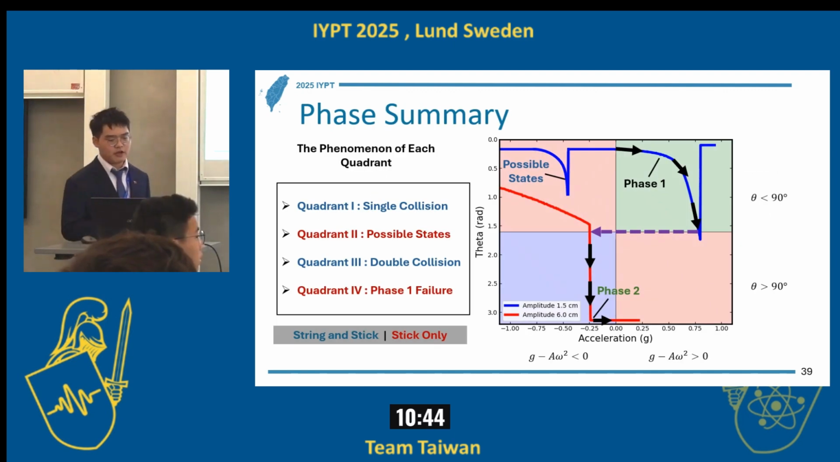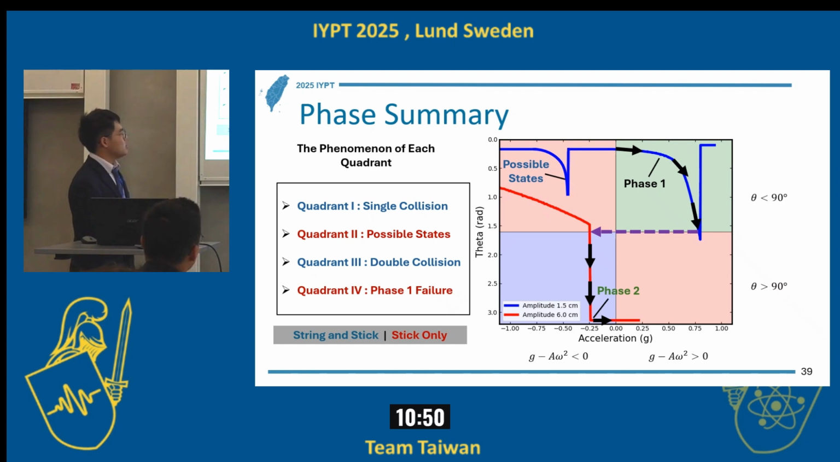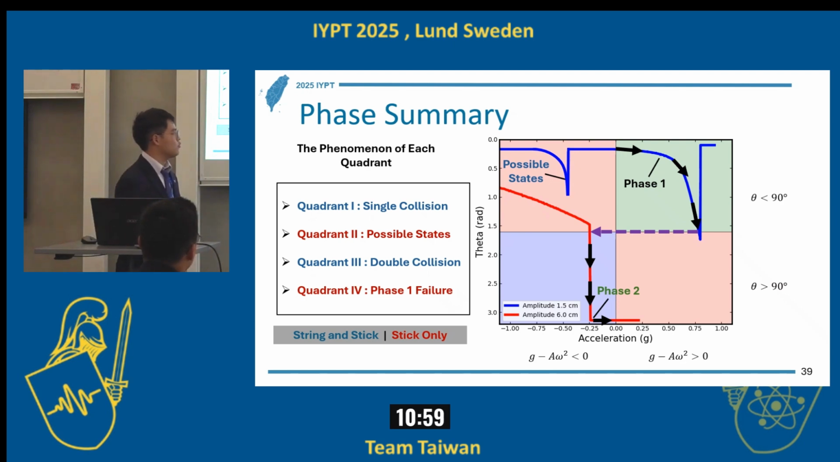So this is a summary of the phases. At quadrant 1, only a single collision will occur. At quadrant 2, the string stacking will prevent the other possible steady states from happening. At quadrant 3, a double collision will occur when we suddenly increase the amplitude. And at quadrant 4, a phase failure will occur when the ball reaches larger than 90 degrees.